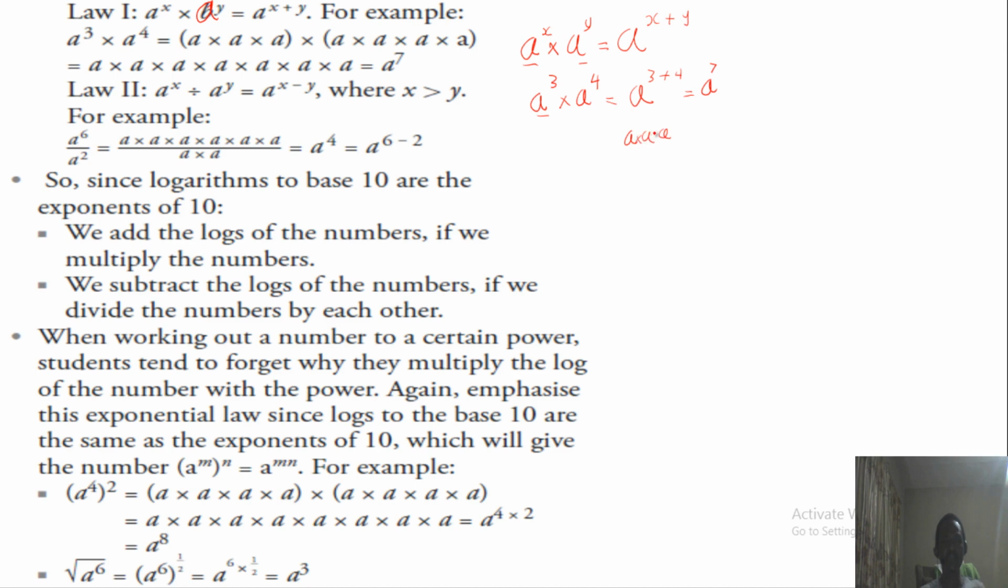Then you're multiplying it with what? A, and what? A, making 4 a's: 1, 2, 3, 4. Then when you do all this, you're going to have what we call a raised to the power 7. It's easier for us when you have the same base and the sign between them is multiplication, then the power will be added.